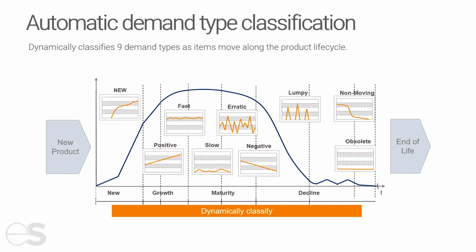So what EazyStock will do is it will identify a stock item's position in this product life cycle and its current demand pattern or demand type. And for each demand pattern, it will assign the relevant statistical algorithm or calculation to ensure it's forecasting demand as accurately as possible. So you can see the 9 different demand types here, and there will be an associated algorithm to forecast demand as well as it can.